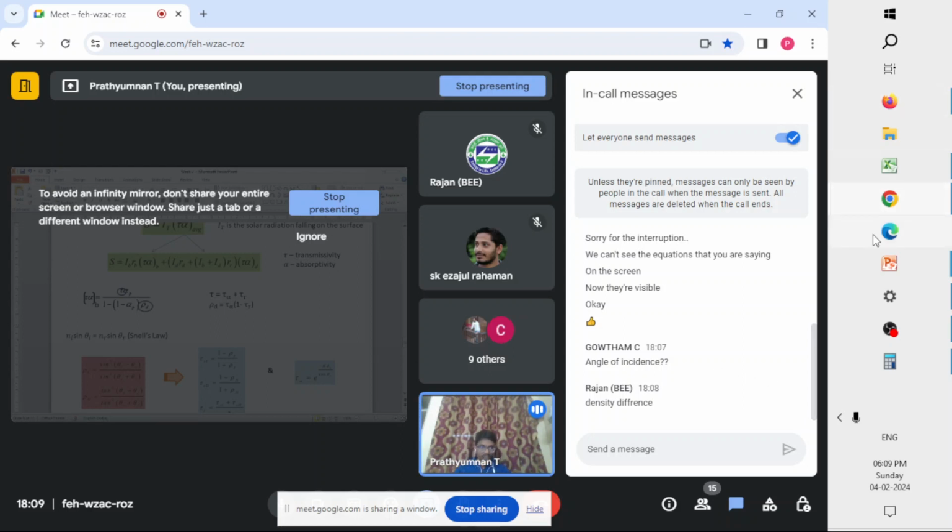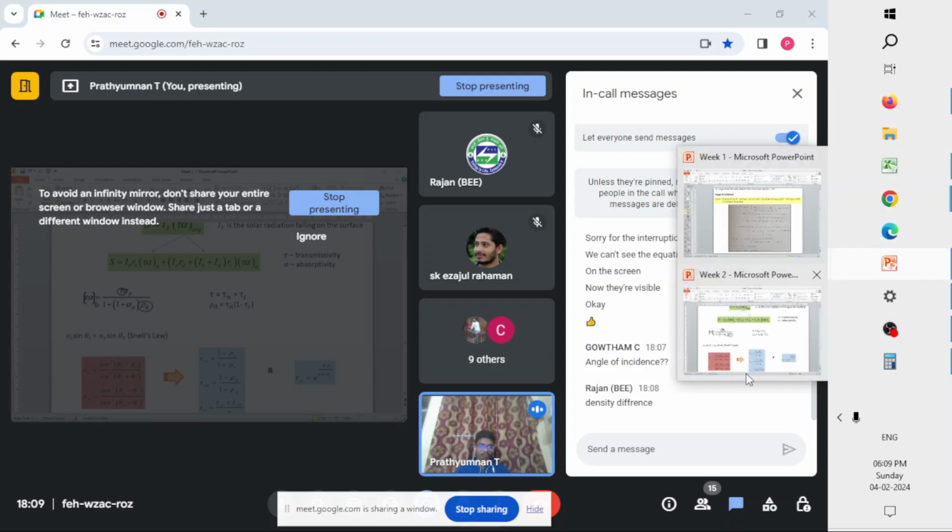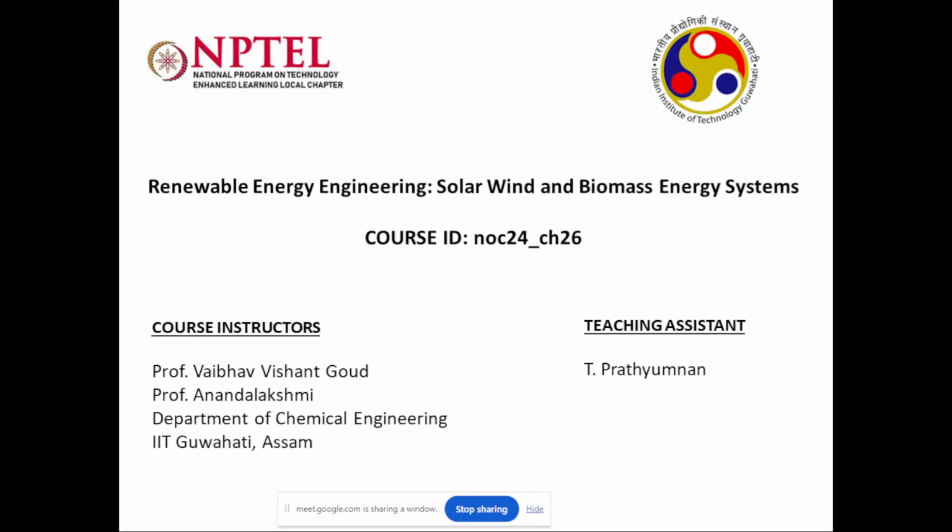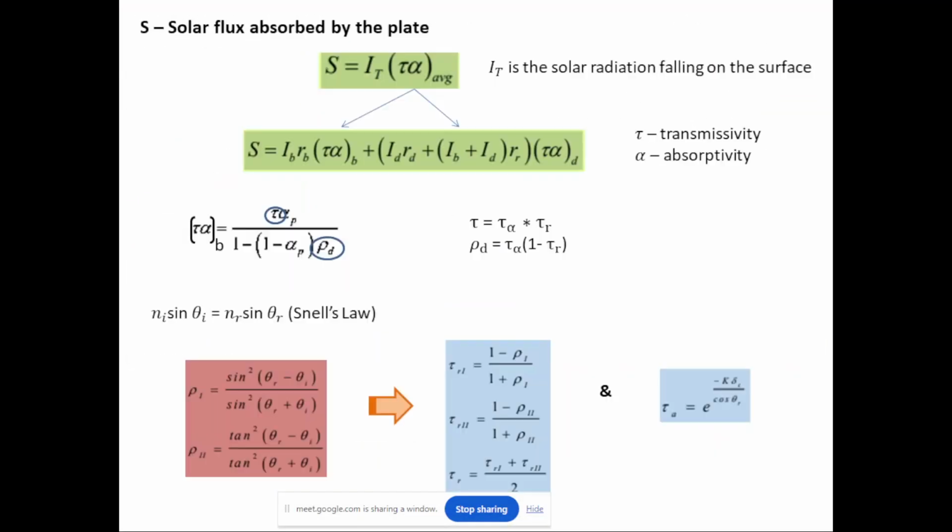In order to calculate the angle of refraction, we use Snell's law. That is Ni sin theta I equals Nr sin theta r, where Ni is the refractive index of the incident medium and Nr is the refractive index of the refracted medium. Once you know the values of theta r and theta I, you can calculate the values of rho 1 and rho 2. Rho 1 and rho 2 are basically the reflective components.